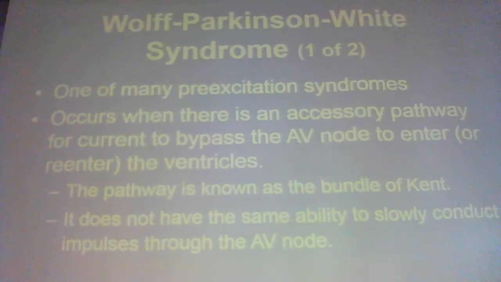WPW. This is a pre-excitation syndrome. It occurs when there's an accessory pathway for current that bypasses the AV node to enter or re-enter the ventricles. This pathway is known as the bundle of Kent. It does not have the same ability to slow conduction impulses through the AV node. So typically, what dysrhythmia do we see with WPW?